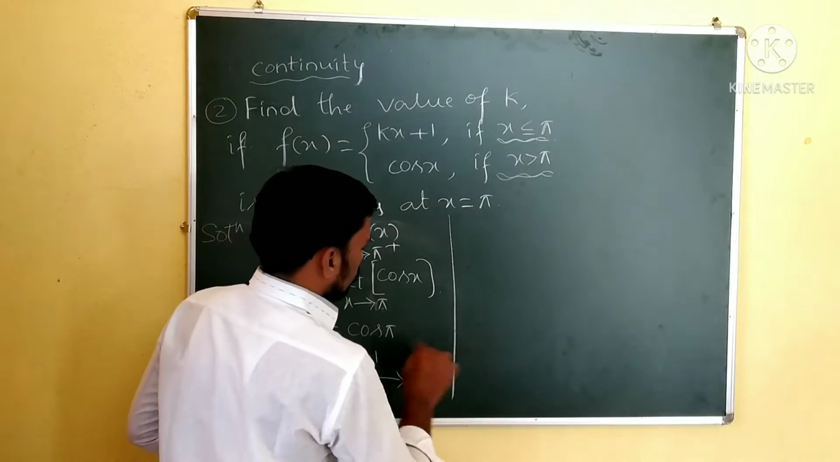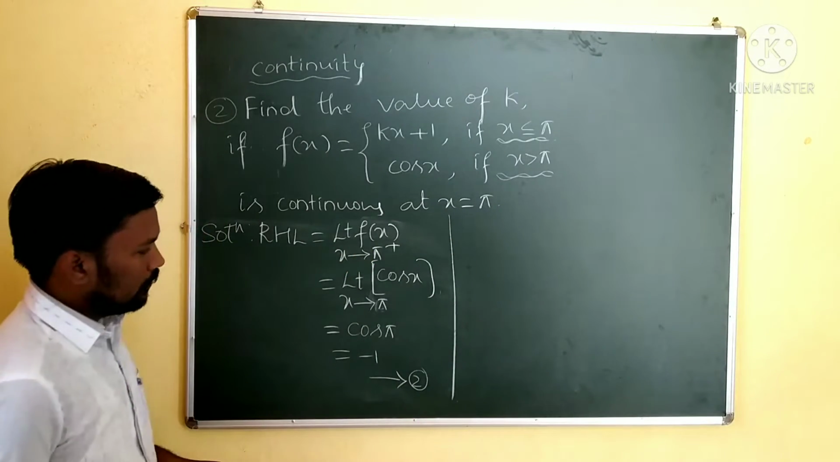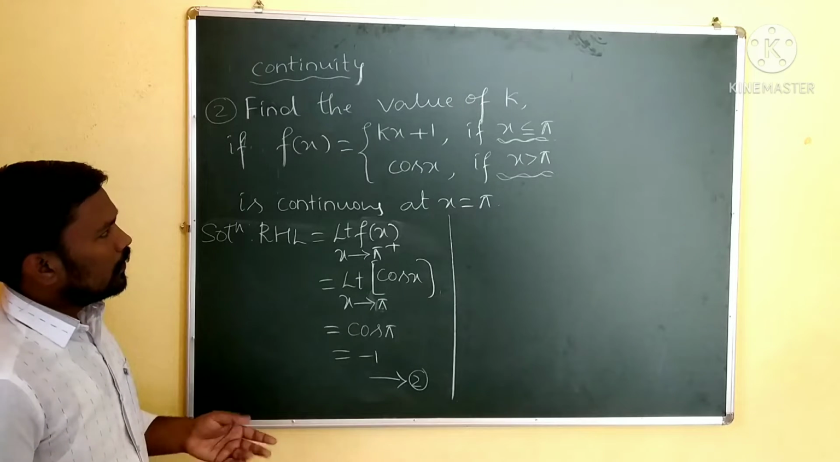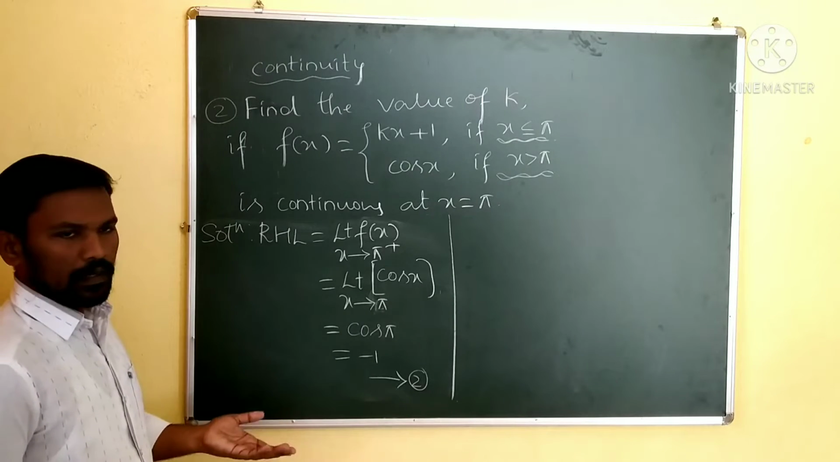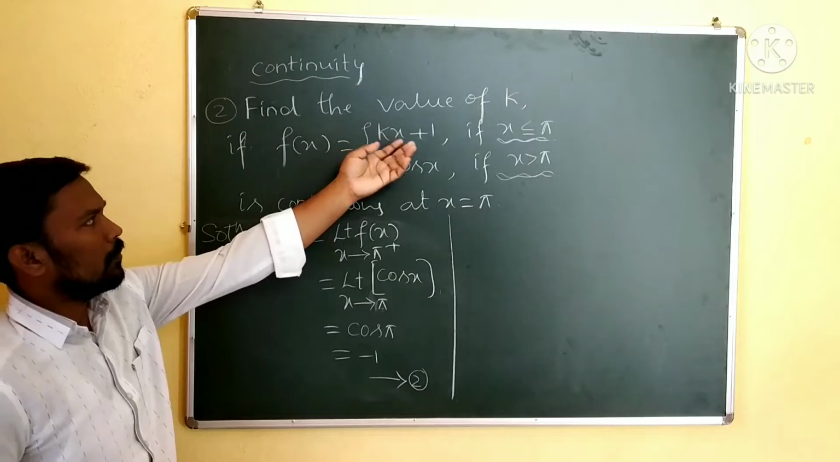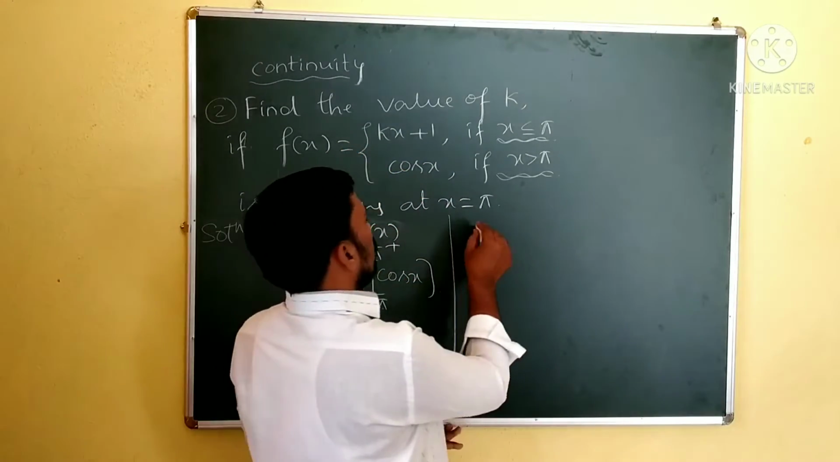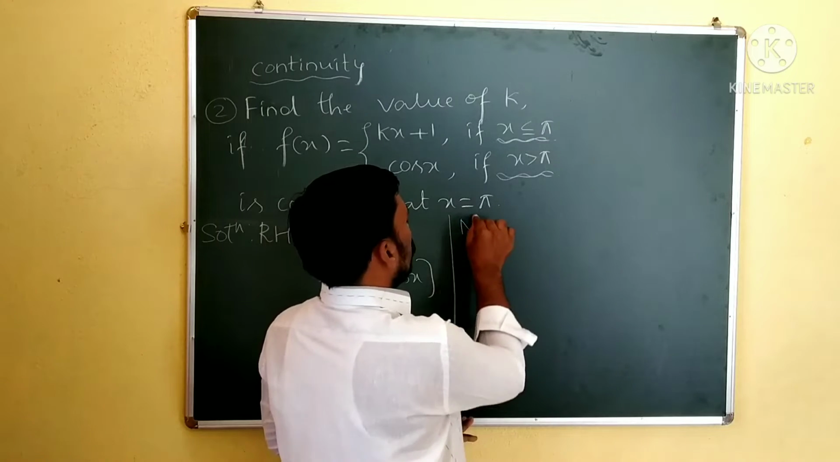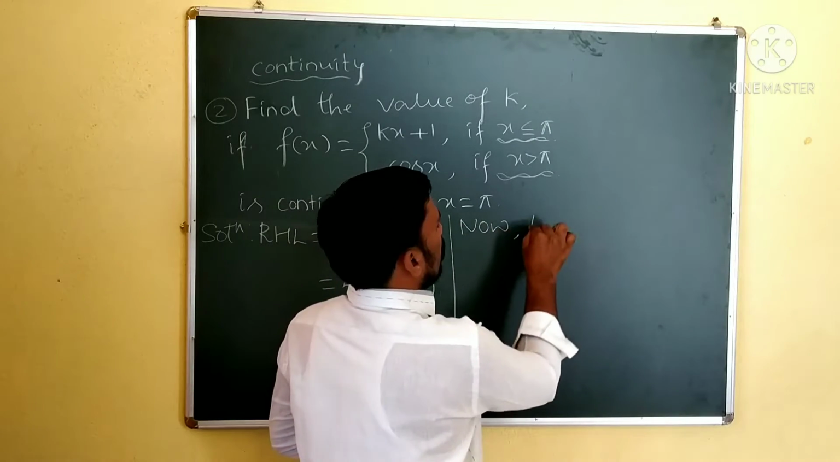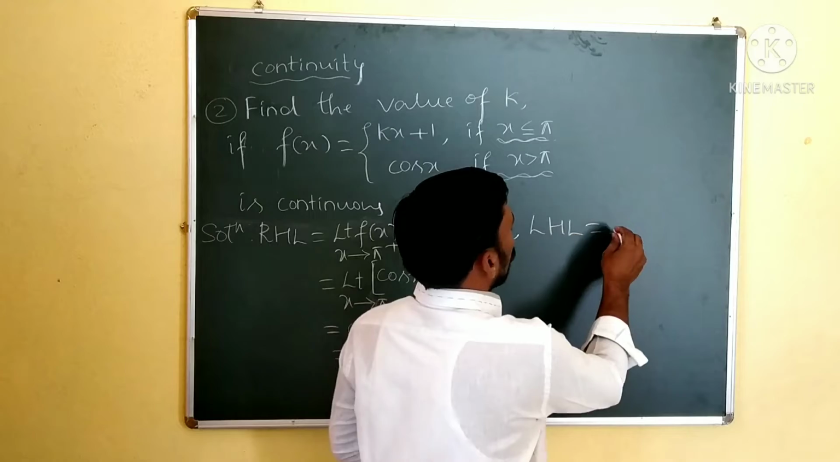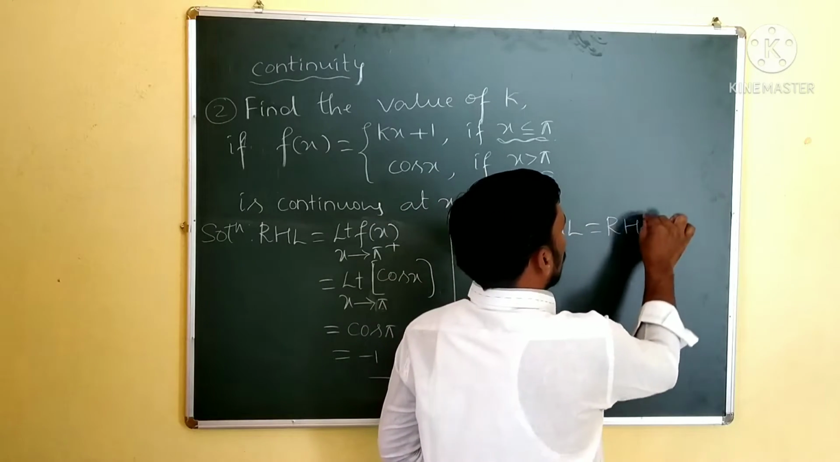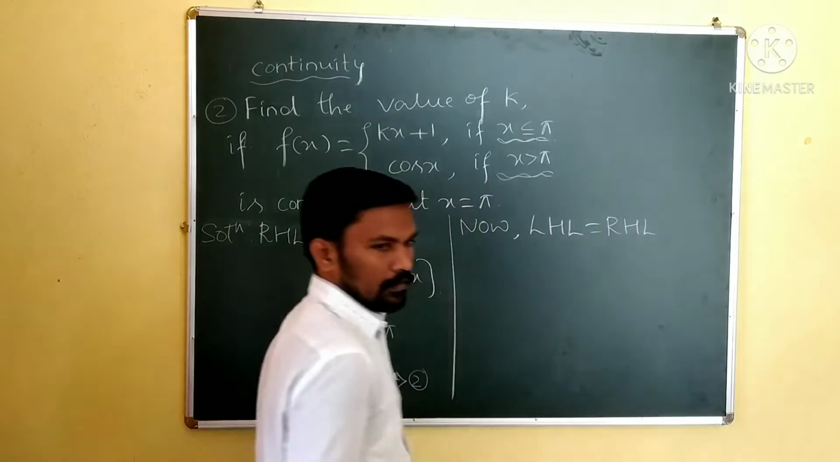So we calculated the left hand limit value and the right hand limit value. It is not necessary to calculate the value of the function; again, it will be the same, k pi plus 1 only. Now, by equating these two values, left hand limit LHL is equal to right hand limit RHL.